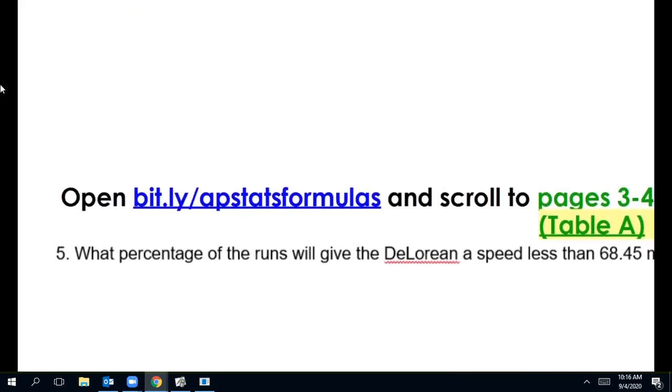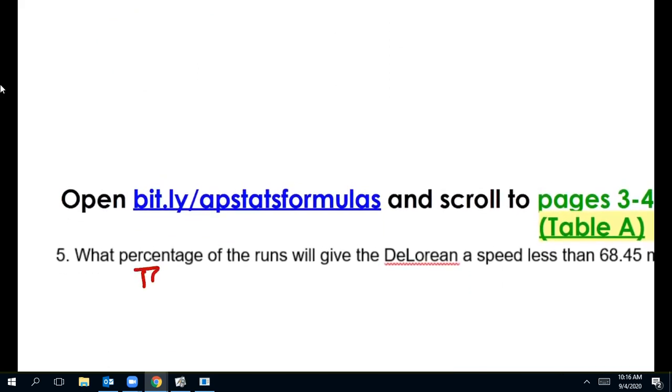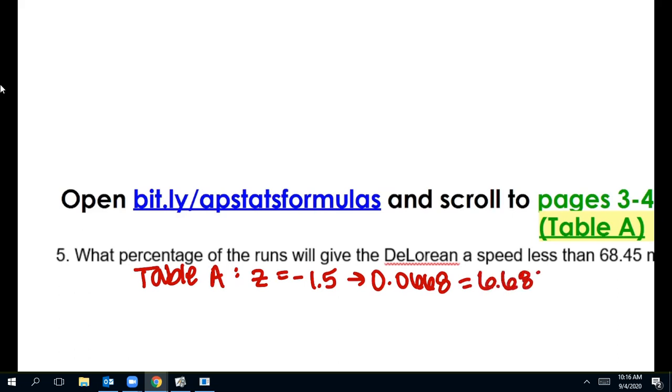So we're going to say right here, just something small you can add. When the empirical rule doesn't work, we use table A. We found z to be negative 1.5. We looked in the table and got 0.0668. That's a proportion or probability, and so as a percentage, we're going to write 6.68%.